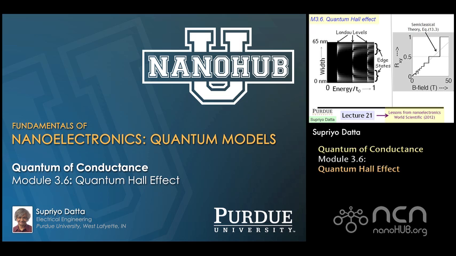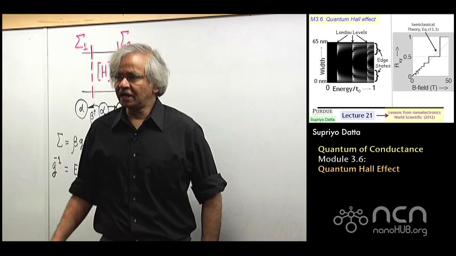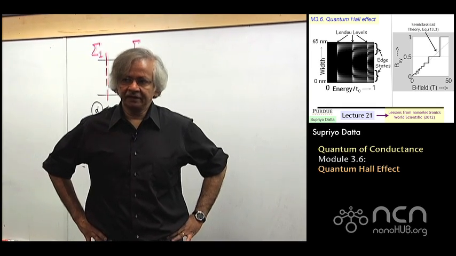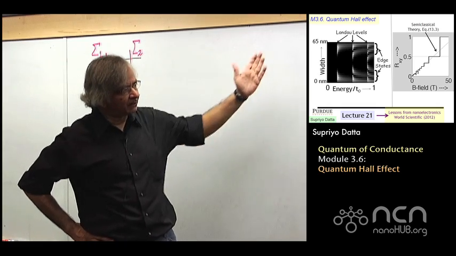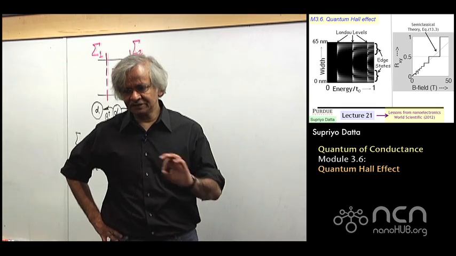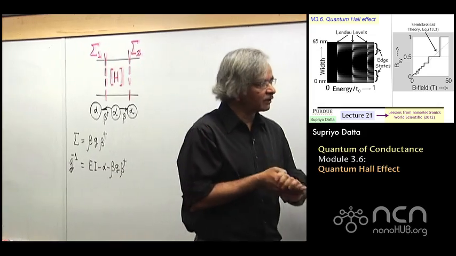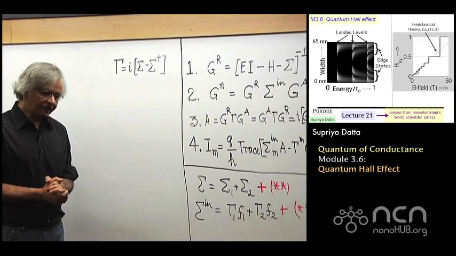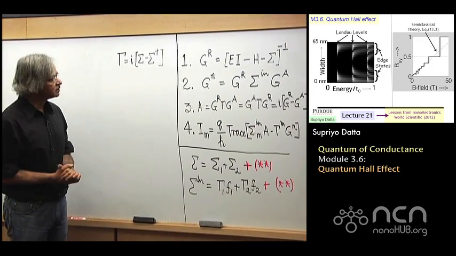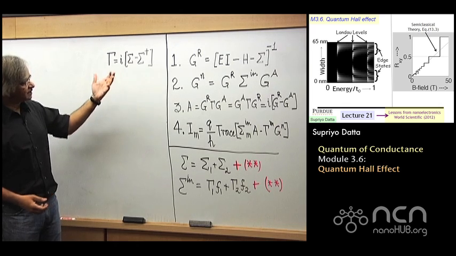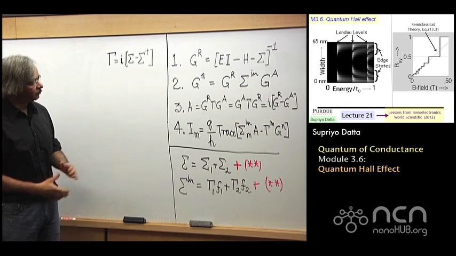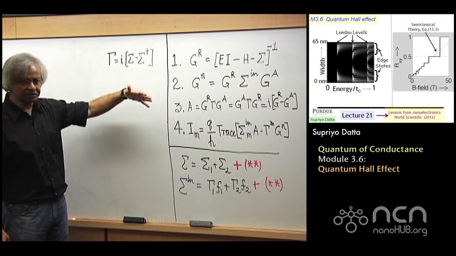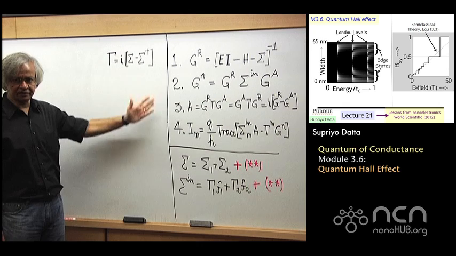nanoHUB-U, online instruction. Welcome to the last module for this week, module 3.6. I guess we are now ready to sum up what we have been doing these last two weeks, because basically what I've been trying to get across is this general method for handling quantum transport problems, where the basic input is this H and the sigma. And once you have those, there's a straightforward way of calculating things like electron density, density of states, current, etc.